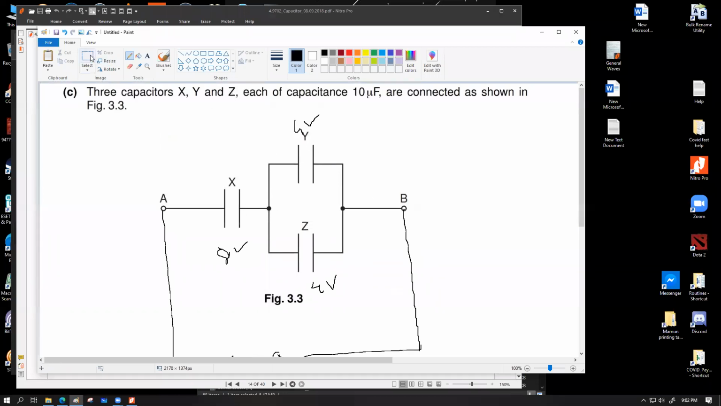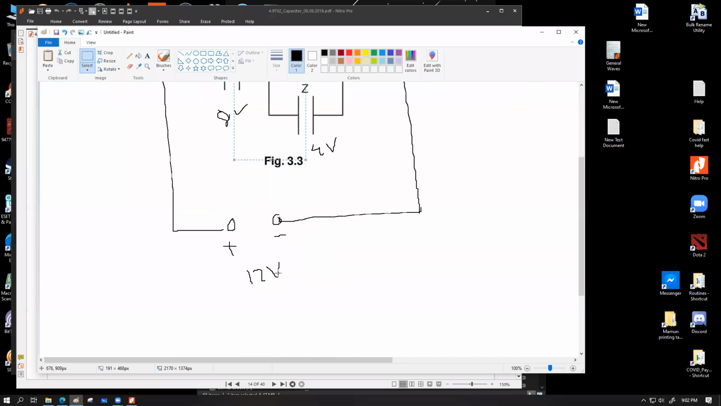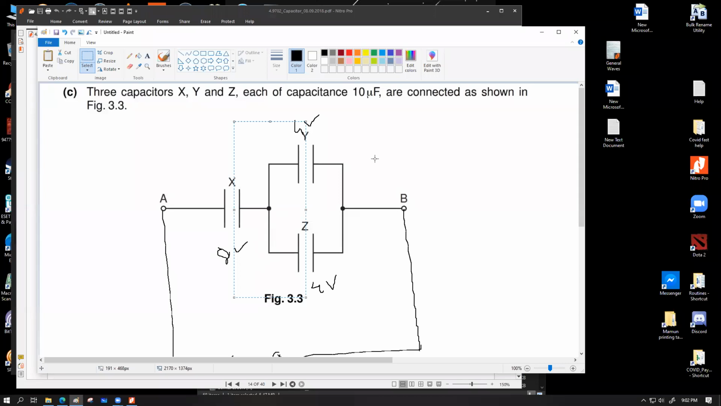The amount of charge should be the same within this part of the circuit. This part of the circuit should be exactly equal on both sides. So if each of these two left plates has Q charge, this one should have 2Q charge. 2Q charge will essentially give you 2V, double the voltage. So this should have 8 volt, this should have 4 volt, because the voltage ratio should be 2:1. So the total 12 volt will be distributed in this manner.